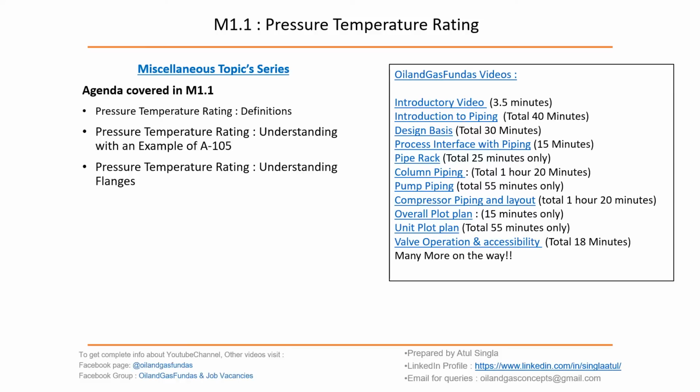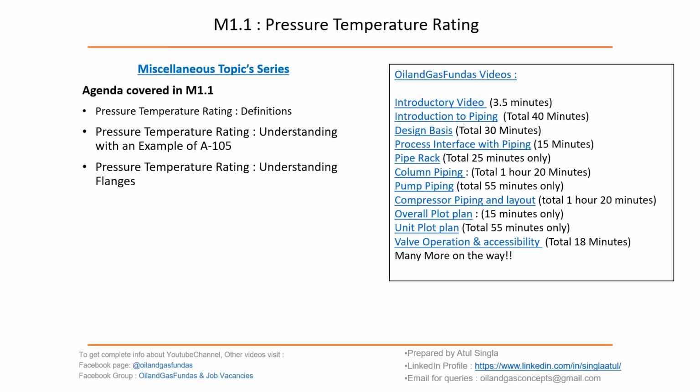In other videos we have already covered the introductory part, then design basis, process interface, pipe rack, column piping, pump piping, compressor piping, overall plot plan, unit plot plan, valve operation accessibility. I mentioned this duration also. You can easily watch all these videos anytime. I've given all the links in the description also, and many more videos in the layout section are on the way. Soon you'll get all these videos uploaded in this channel.